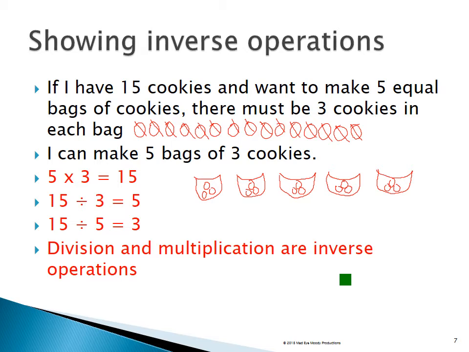And so what this demonstrates is the inverse operations, because 5 times 3 is 15. But if I have 15 and I divide by 3, I get 5. If I have 15 and divide by 5, I get 3. So I can look at this family of numbers, this fact family, in 3 different ways.